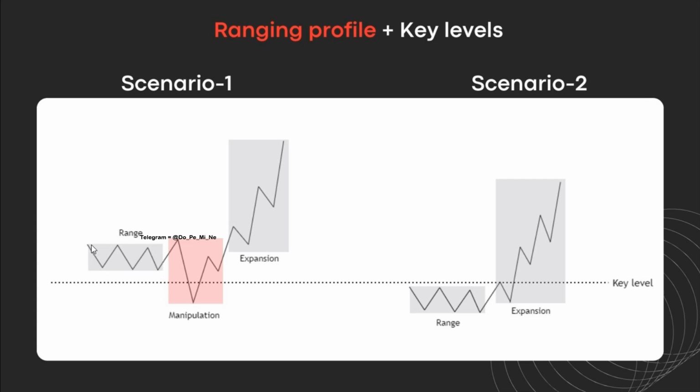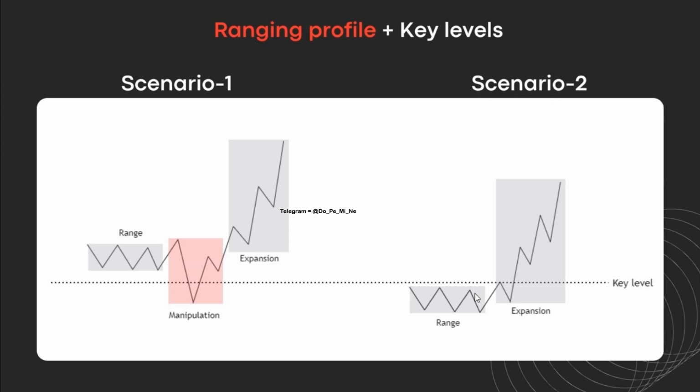Now the first scenario is when price forms a range above a key level, and you can see right here that the ranging profile has ended without any key level tested, and that key level isn't tested in the ranging profile, right? So in that case, we're going to expect what? We're going to expect a manipulation profile to form, and that manipulation profile will test that key level. And once that key level is tested during the manipulation profile and that ends, we're going to wait for that manipulation profile to end, and then the only profile we can expect after a manipulation profile is what? An expansion profile in the opposite direction, right? So that was the first scenario we can have based on combination of ranging profile and key levels.